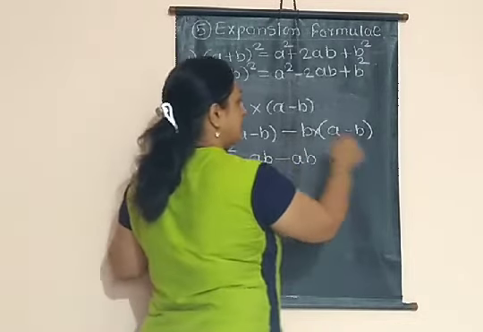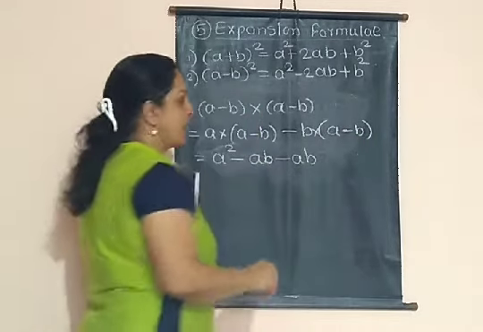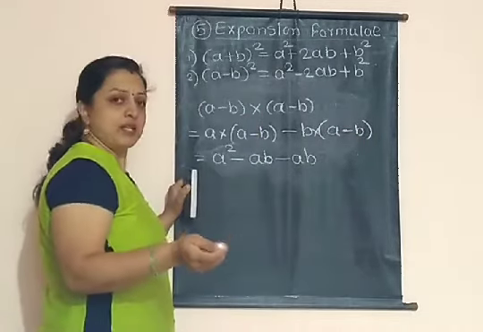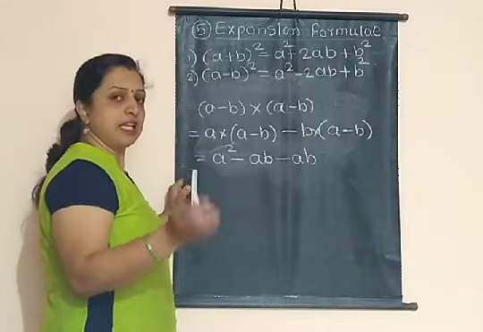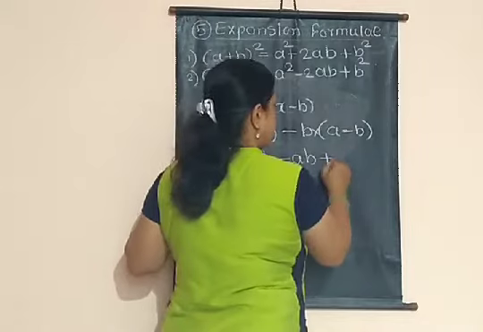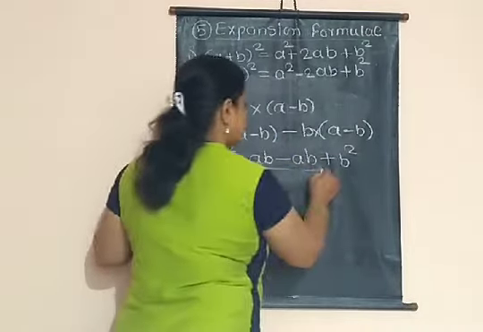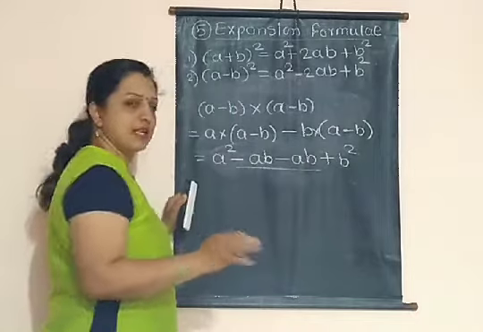Now minus b into minus b. Here also there is a negative sign. Minus minus is plus, because the product of two negative terms is always positive. So that is plus b square. Now you can add these two terms because they are the same.